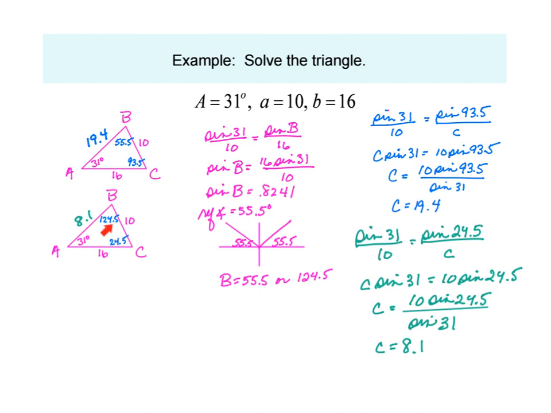In the second triangle, this is my largest angle. 16 is my largest side. 24.5 is my smallest angle. 8.1 is my smallest side. Beautiful. 2 solutions to this problem.